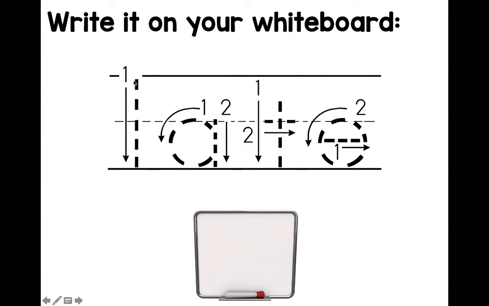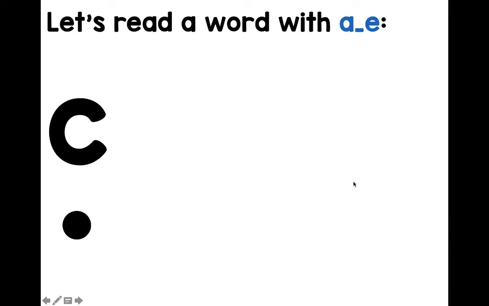So, tracing first, you might want to trace with your finger L, then A, T, then E. Trace it with your finger, then go ahead and write it on your whiteboard. And that's going to be our pattern. We're going to sound it out, we're going to read it, then write it.